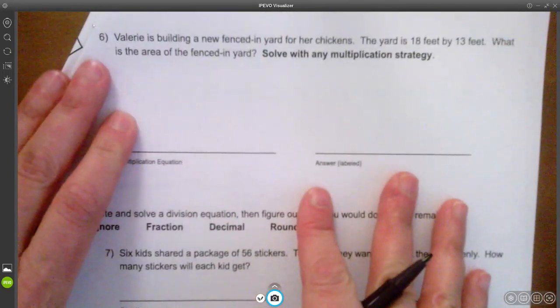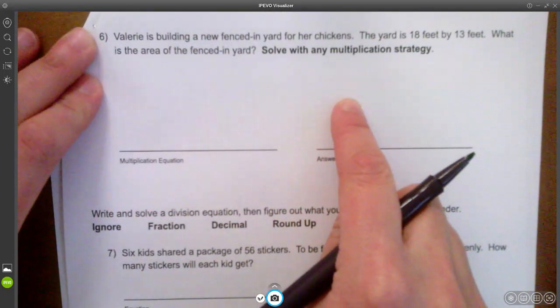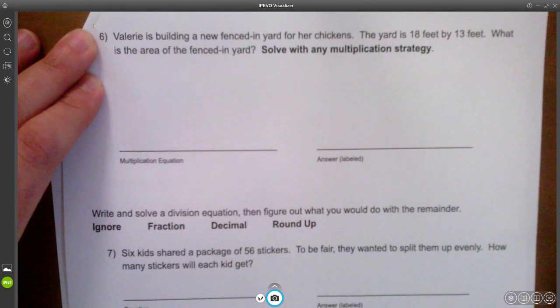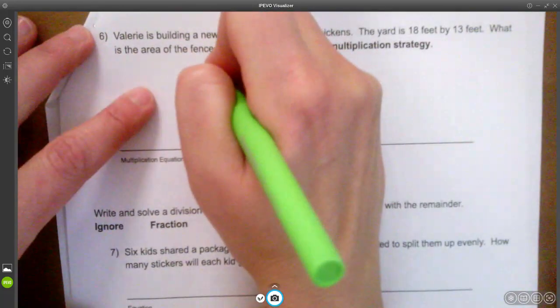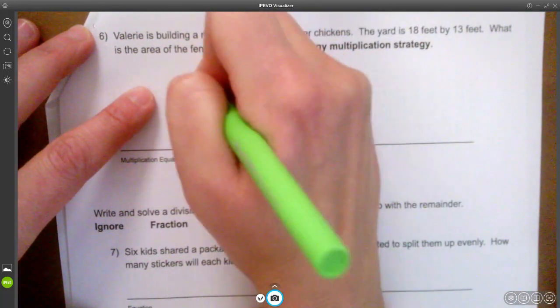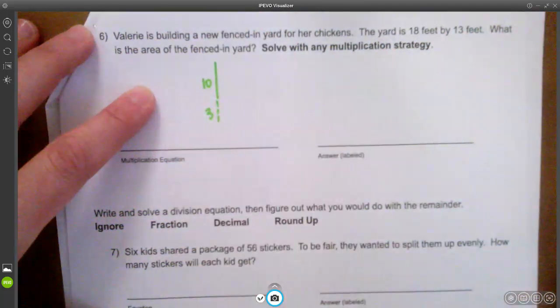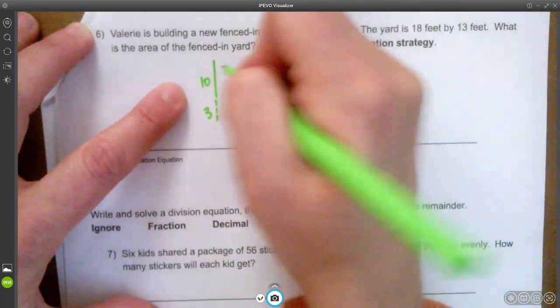All right, let's do one more with any multiplication strategy that we want. Valerie is building a new fenced-in yard for her chickens. The yard is 18 feet by 13 feet. This one seems to be a really good one, I think, for an area model. So we've got 13 on the side.